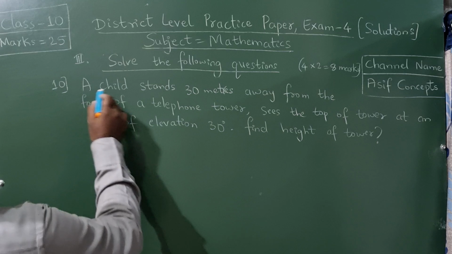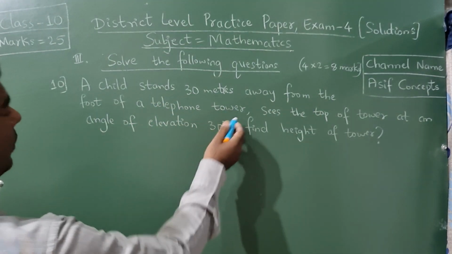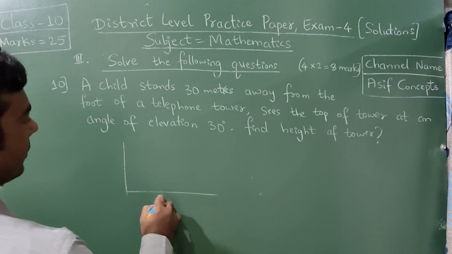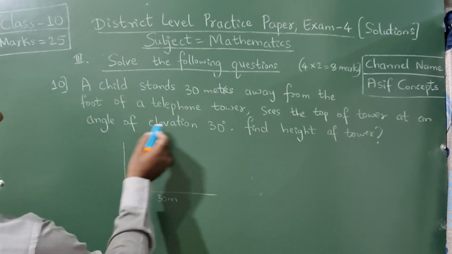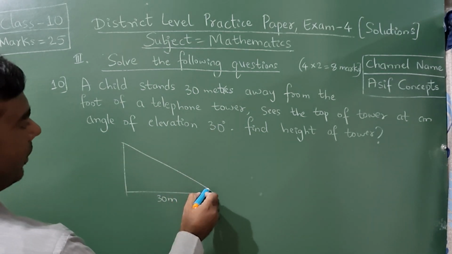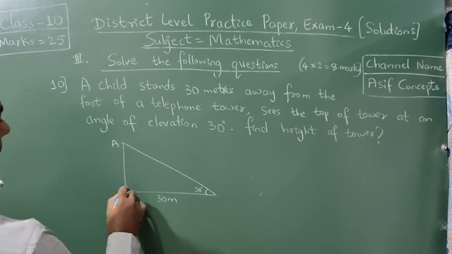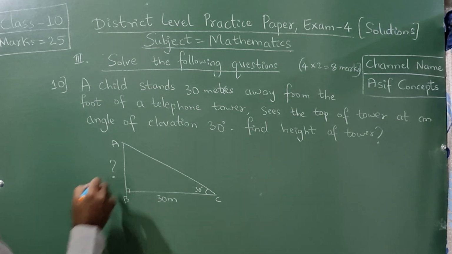Tenth question is, a child stands 30 meter away from the foot of the telephone tower. Assume that this is a tower. Now this is how much? 30 meter. He sees the top of the tower at an angle of elevation 30 degree. From here, he sees the angle of elevation as 30 degree. So I'm going to write here A, B and C. Find the height of the tower, means this much.